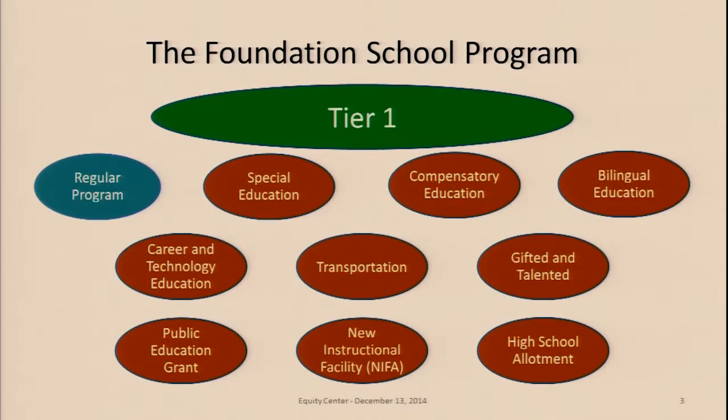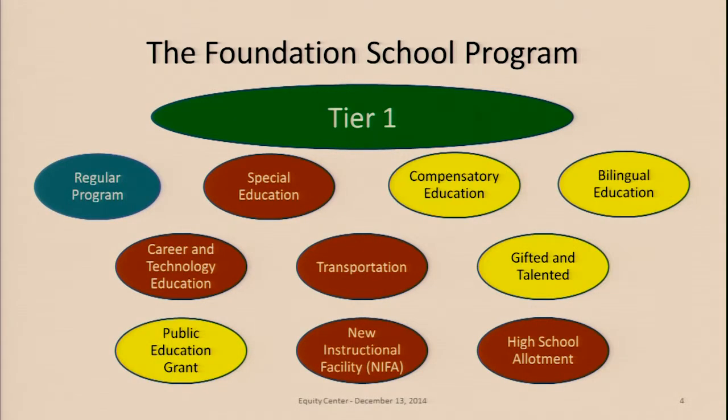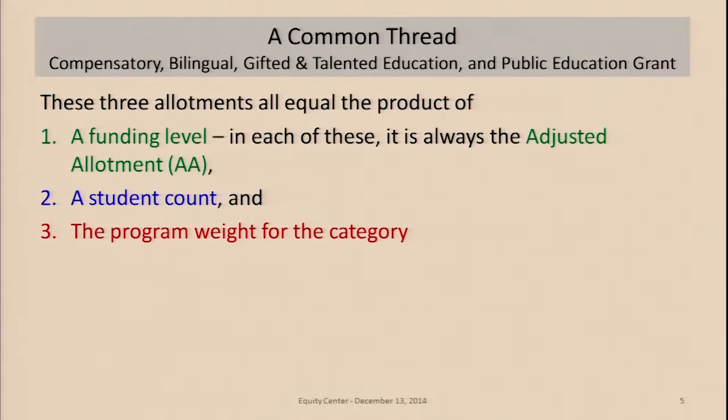So there again, those are the 10 funding allotments for Tier 1, and the ones we're going to talk about in this session are compensatory education, bilingual education, gifted and talented, and public education grant. And we've chosen to put those four together because they have some commonalities in the way that they're calculated, so it makes it a lot easier to consider them all at one time.